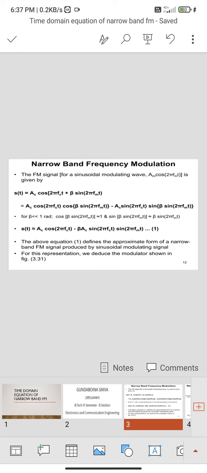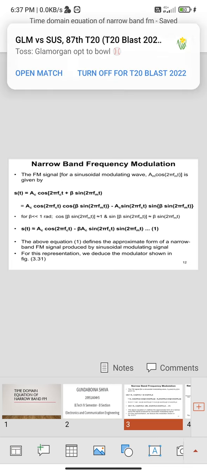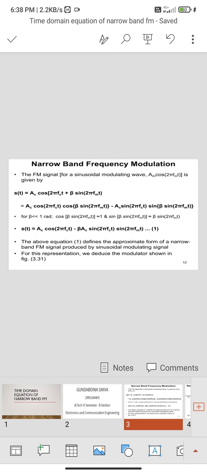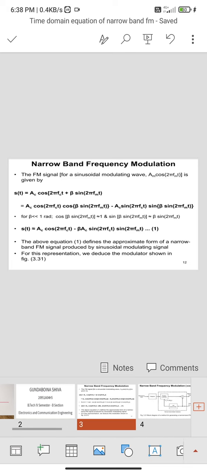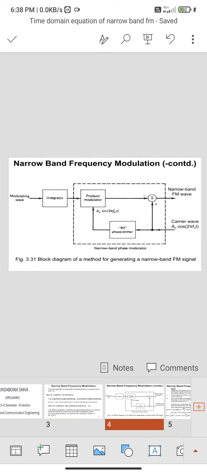Let us once again see the equations. The above equation 1 defines the approximation of a narrowband FM signal produced by a sinusoidal modulating signal. For the representation, we deduce the modulator shown in the figure. This is the block diagram of the method for generating a narrowband FM signal.